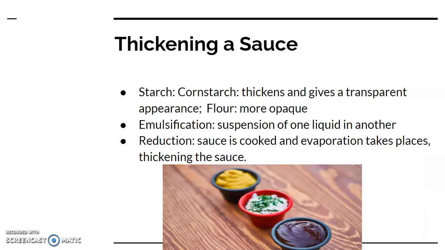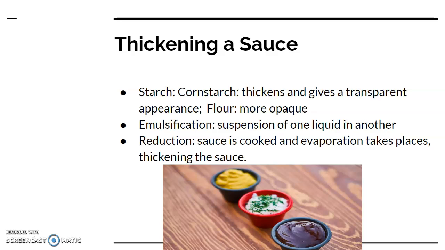So when you are thinking about making a sauce, you're not going to want your sauce to be too thin. You're going to want to have a nice thick sauce, thick enough so that it can actually stick to the food and not just run off. So there's several methods that we can use to thicken a sauce. The first is starch, the second is emulsification, and the third is reduction.